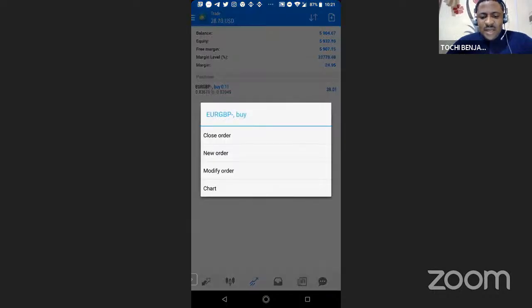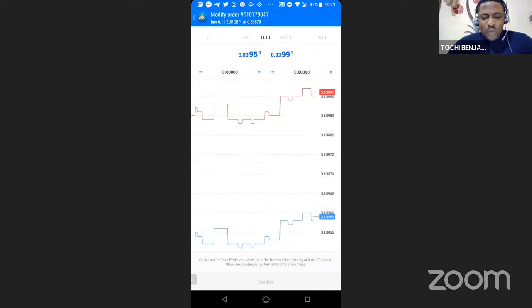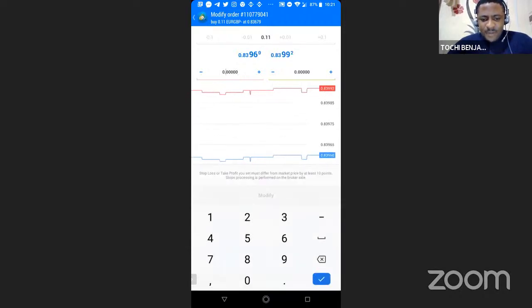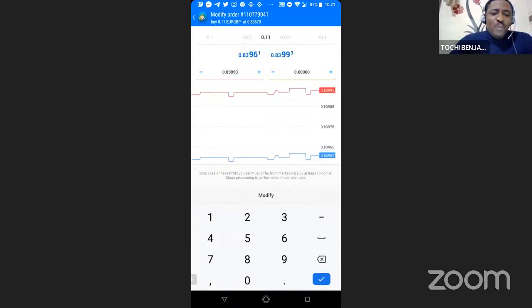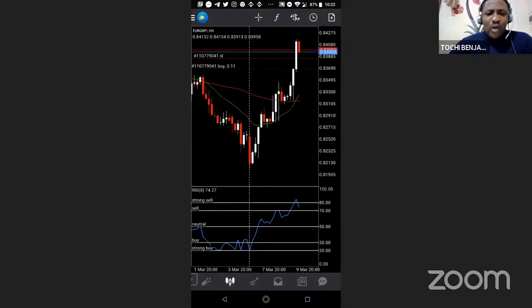I'll press it. You see modify. I'll click on modify. I'll come to where I have my stop loss. The left is stop loss, the right is take profit. What was the price again? 0.83850. So that's the price. Have you seen modify? If you don't put the right number in, it will not modify. You see, this modify is highlighted. So you look at it down before the numbers. You see modify. I'll click on modify. That means I have modified it. I've locked the trade in profit.